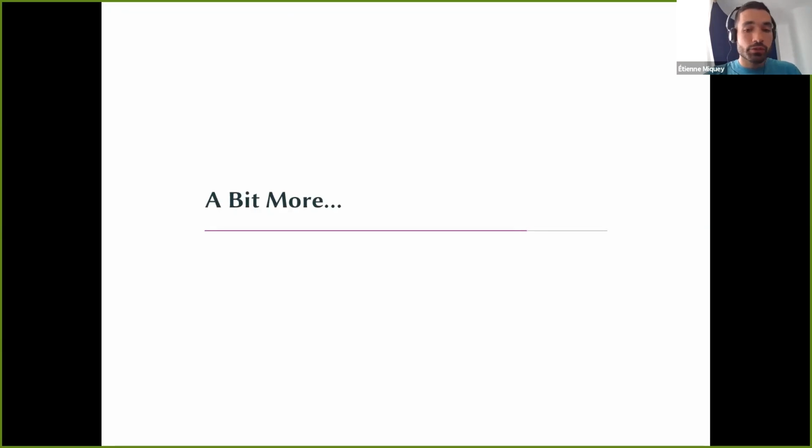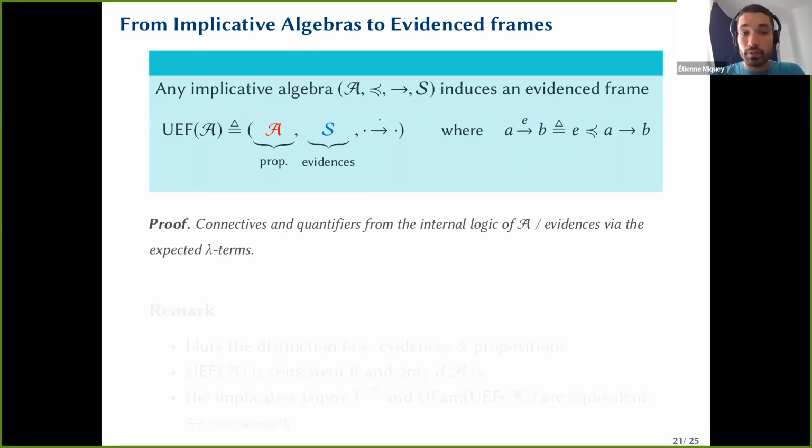And before going to my conclusion, I would like to tell you a bit more about what we have in the paper. To complete the picture about the relation with implicative algebras and triposes, we have a way to construct an evidence frame out of an implicative algebra. And the definition is kind of natural when we know both structures, in the sense that we take as propositions the whole algebra, and we take as evidences the separator, just like we did before. And the realizability interpretation is just defined as the evidence being lower than the implication. So this is how we express realizability within implicative algebra.